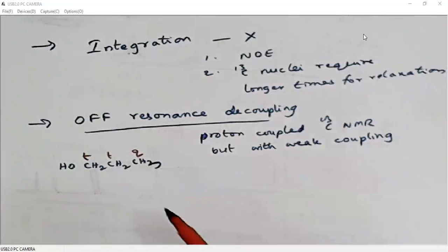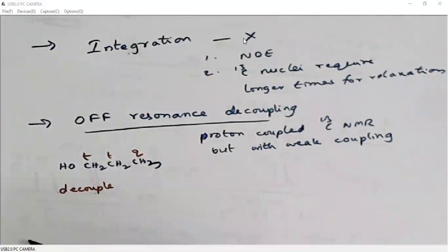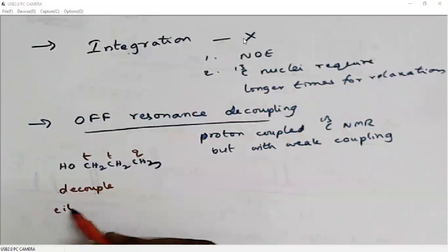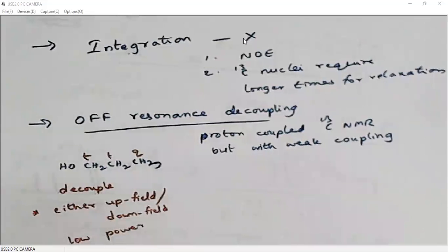In this technique, the frequency of the decoupler, that means the second RF wave source, is set either upfield or downfield of the normal proton spectrum. When we want decoupling, we use a decoupler and irradiate with high energy. But in off resonance, we will set the decoupler either upfield or downfield, so it does not exactly match the proton energy. And also we will apply low power to the decoupler.